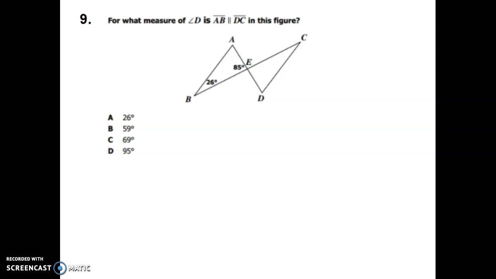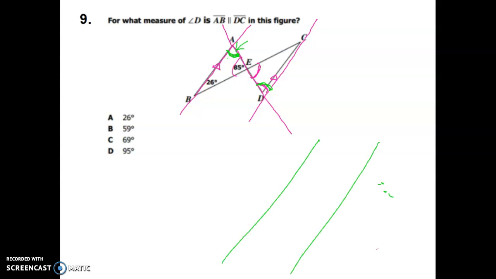Number 9. All right, so they tell us that these two lines are parallel. And because they're parallel, here's a transversal, which makes these angles the same. Well, those angles are the same because those are vertical angles. But this angle and this angle, the same. We're trying to find the measure of angle D. All we need to do is find the measure of angle A, and angle D should be the same. Because when lines are cut by a transversal, the alternate interior angles are congruent.